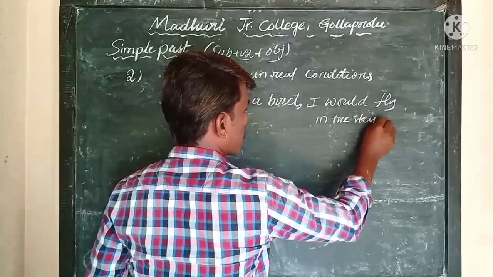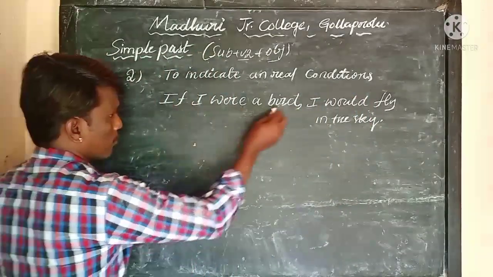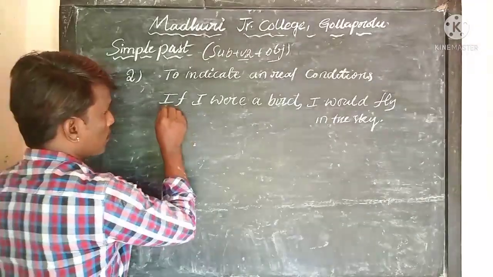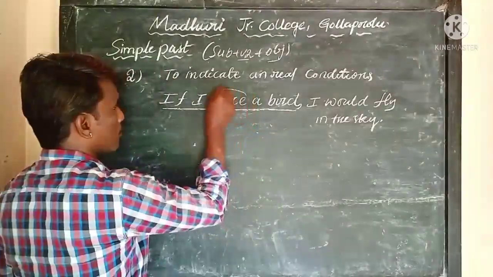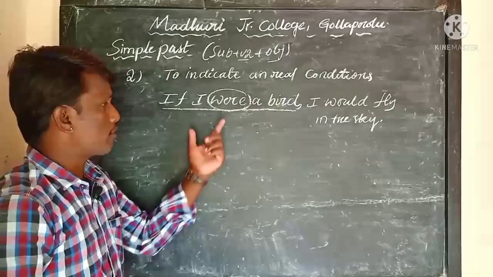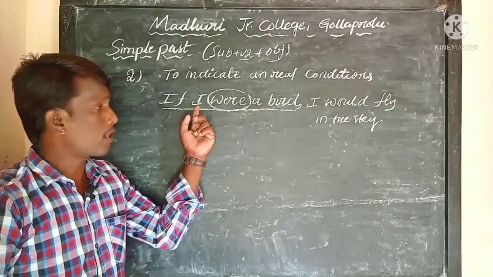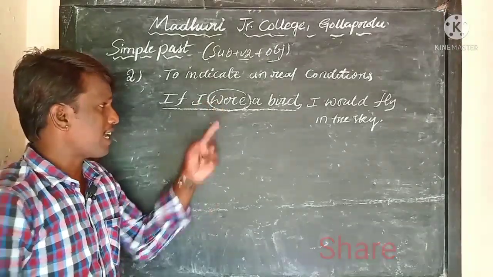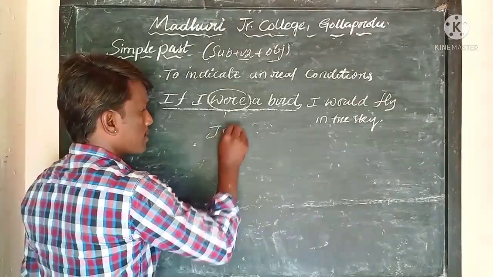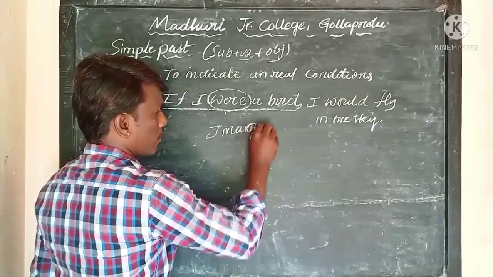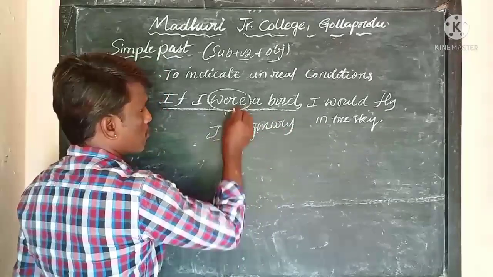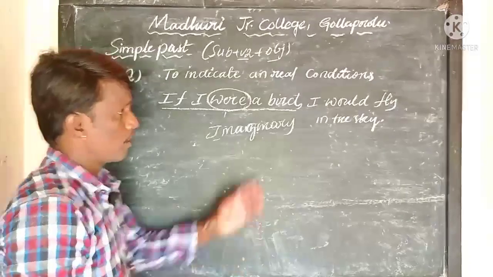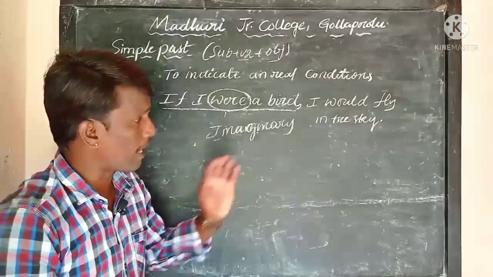I would fly in the sky. See here, the very first is a subordinate clause. In this clause, I used "were". Actually, grammatically we should not use "were" for "I"; the past form of "I am" is "was". But here, "were" is an imaginary word. We use "were" to indicate some imaginations. So if I were a bird, for example, if I were a bird, I would fly in the sky.